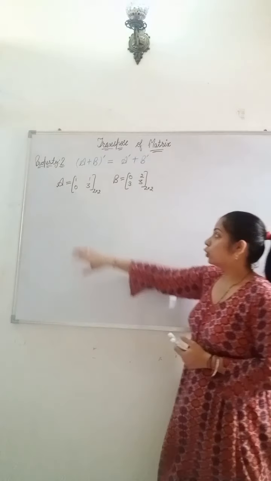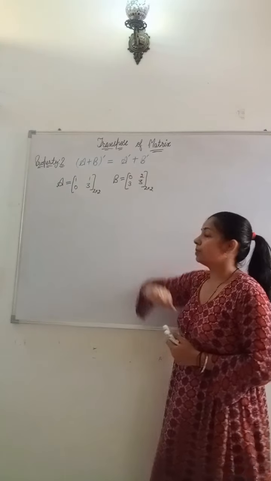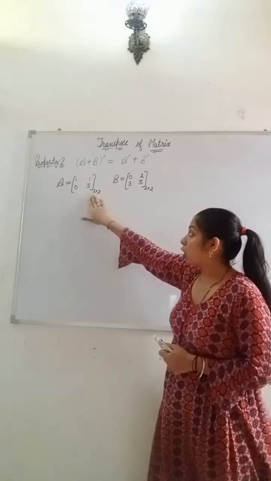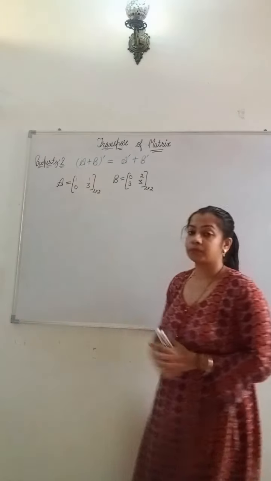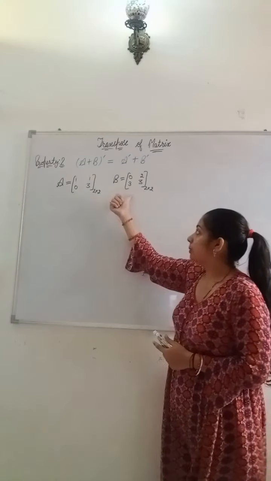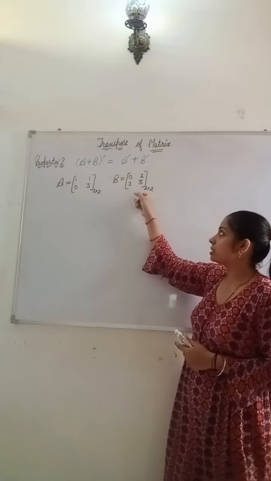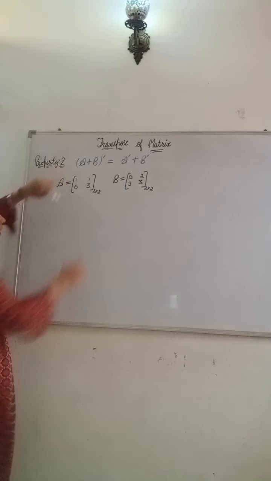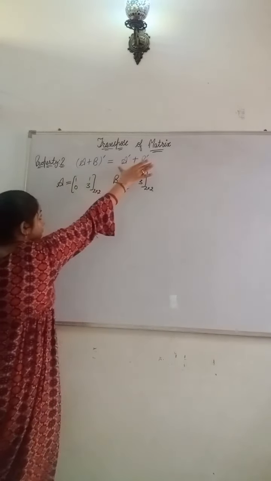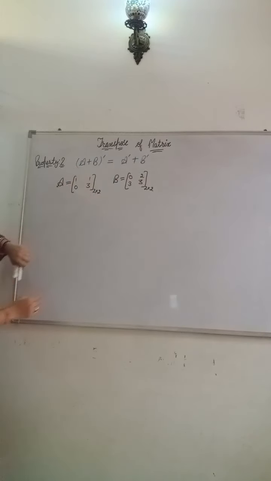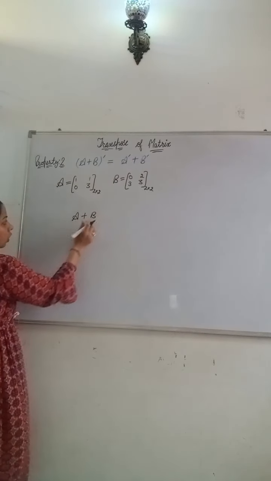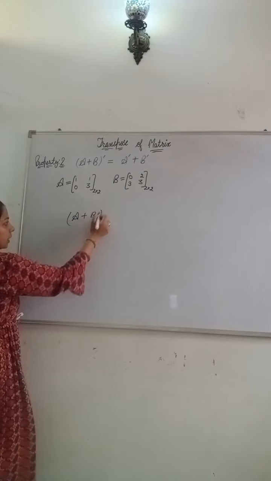Firstly, take two matrices, matrix A and matrix B, and they should be of the same order. Only then I can add them. So, A and B both matrices have the same order, that is 2 by 2. Firstly see here, that is the left hand side of this property, that is the right hand side of this property. Firstly we will take the left hand side. According to the left hand side, just do the addition of two matrices, then we have to take its transpose.